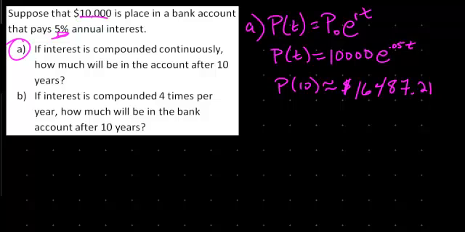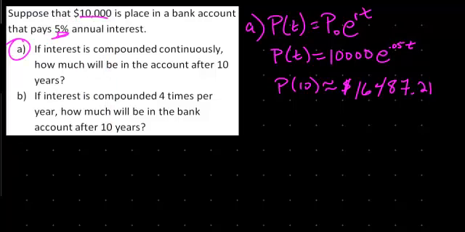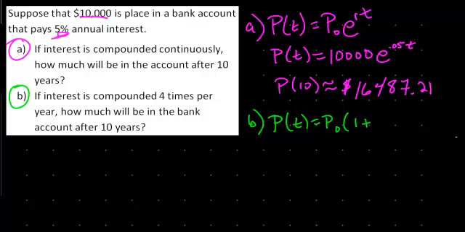Let me make sure again that I wrote that. $16,487.21. Okay? So that is with continuous interest. Now let's do part B, if we compound 4 times per year. So part B, we're going to have the formula P of t equals P naught times 1 plus r over n raised to the nt.